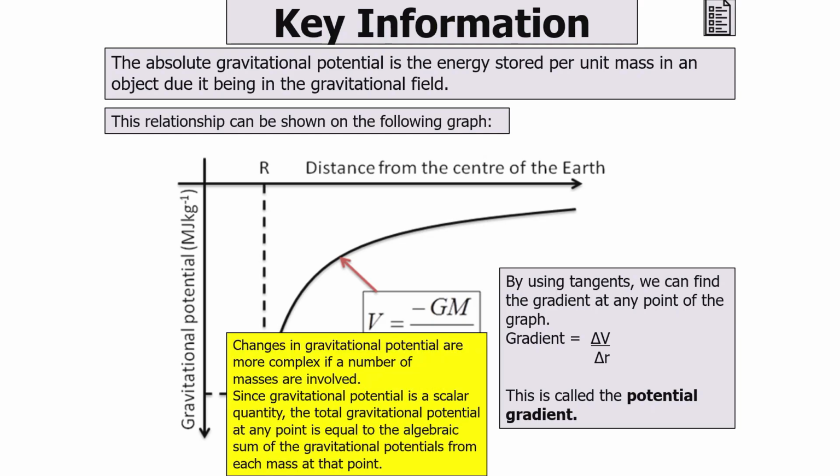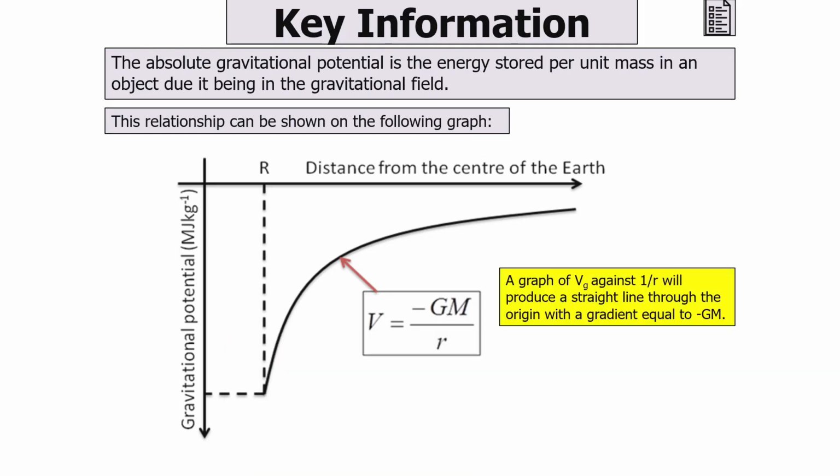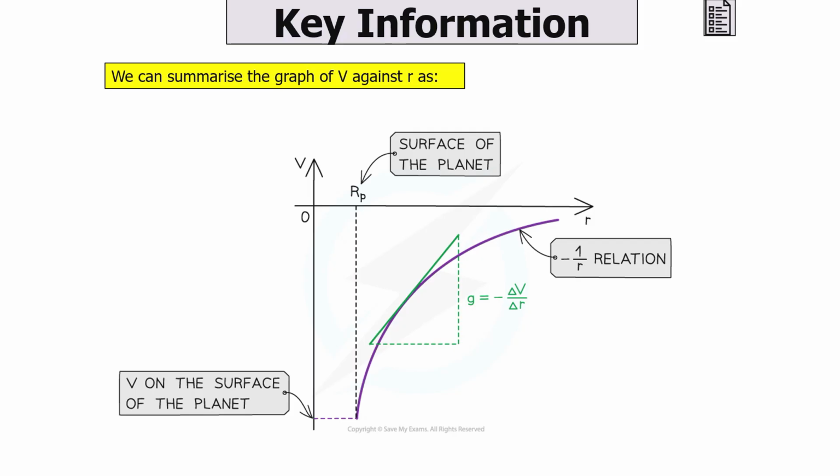Now, changes in gravitational potential are more complex if a number of masses are involved. Since gravitational potential is a scalar quantity, the total gravitational potential at any point is equal to the algebraic sum of the gravitational potentials from each mass at that point. A graph of V against 1 over r will produce a straight line through the origin, with a gradient equal to minus Gm. So we can summarise the graph of V against r as the following.